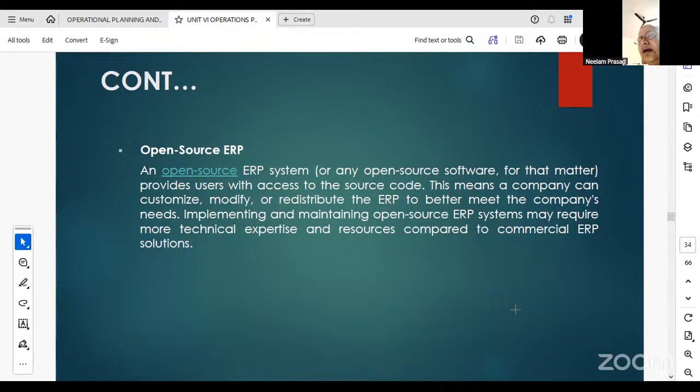So these are the different types. With open source ERP, they can have access to the source code, but for that they should have the technical knowledge. So it depends upon the company or organization which is implementing the ERP, whether they have the technical expertise or not.